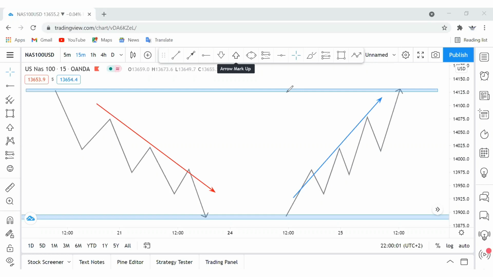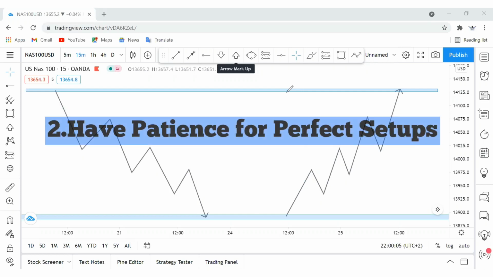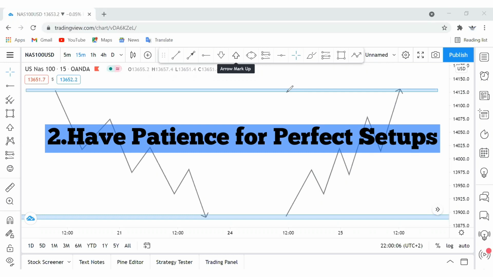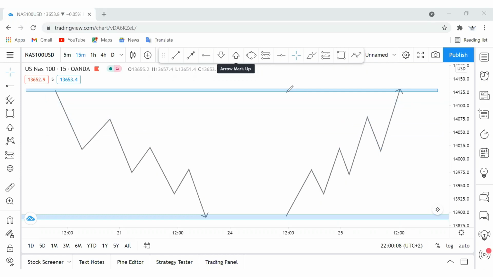Okay. Number two, have patience. What do I mean by have patience? A lot of traders don't have these two types of patience. The first type of patience, they don't have patience to wait for high probability setups. Number two, they don't have patience to hold high probability trades. So it is very much important that you can wait for that setup.